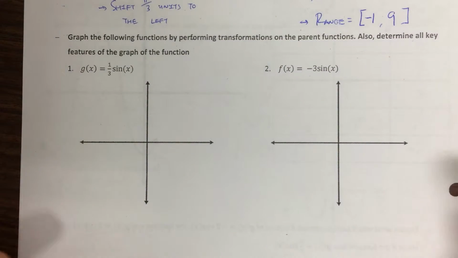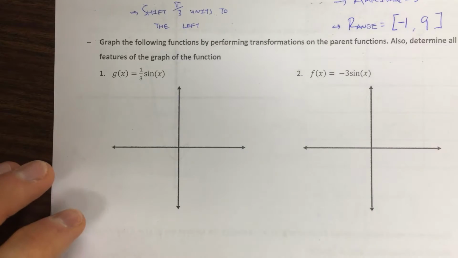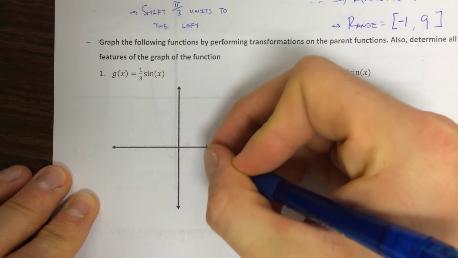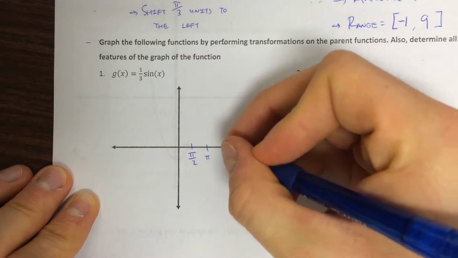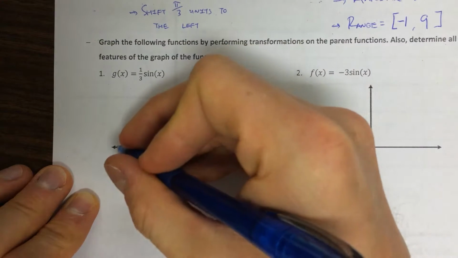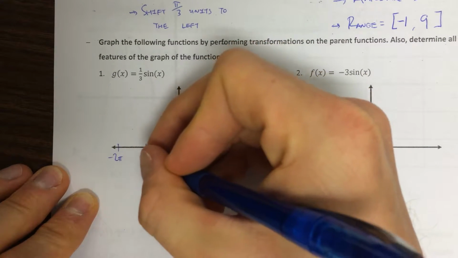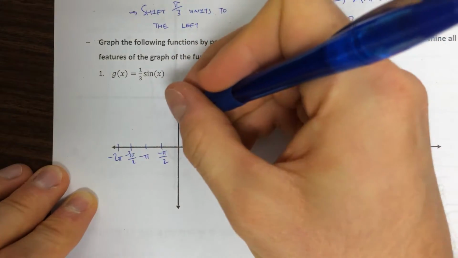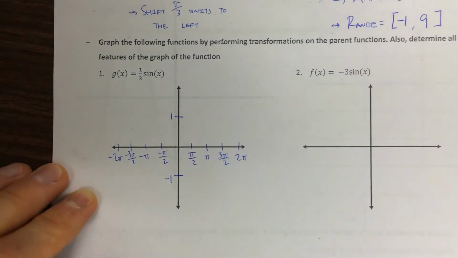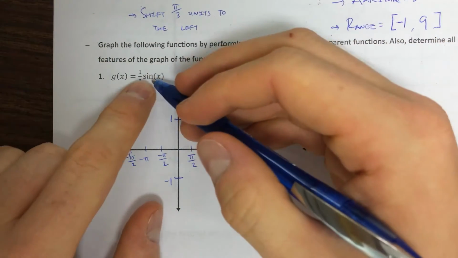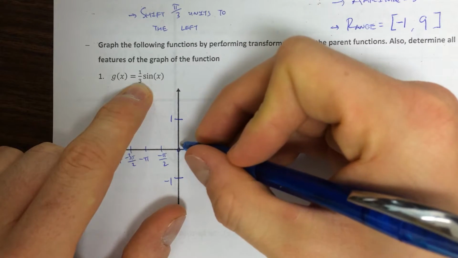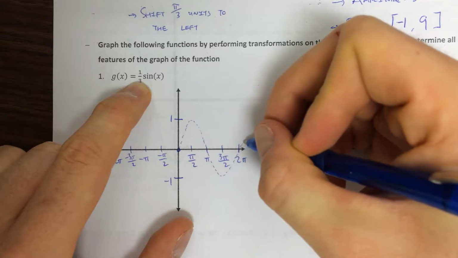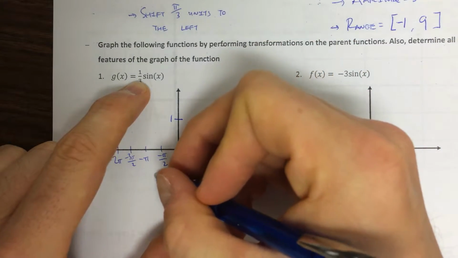Well, let's go through 2 problems. So here we have 1/3 sine of x. I'm going to go ahead and label my axes. I'm going to label in both directions. It gets a little tight over on this side. Let's call this 1. Let's call this -1. Draw the parent function. Because we're dealing with sine, it starts at 0, goes up to 1 and then down. So this is our parent function.